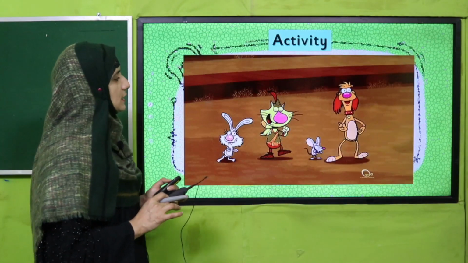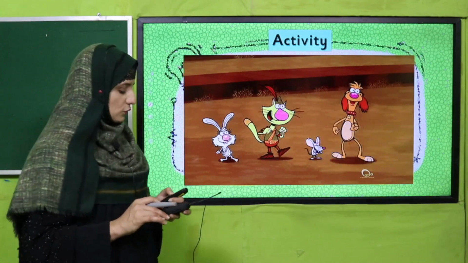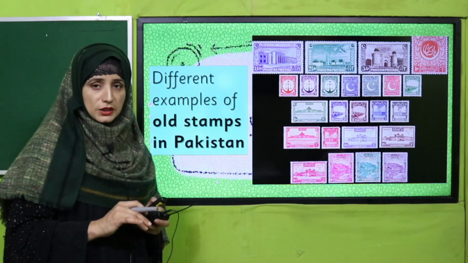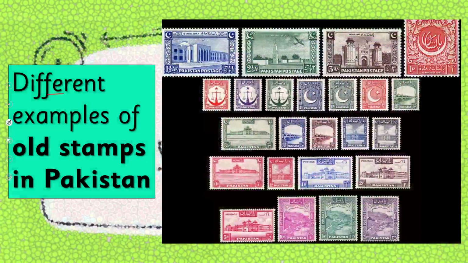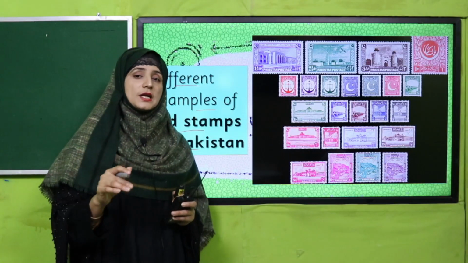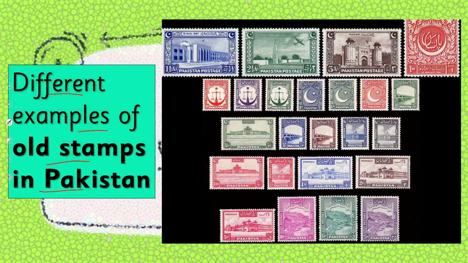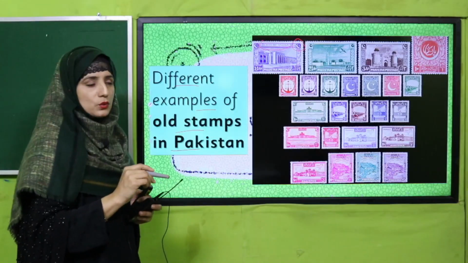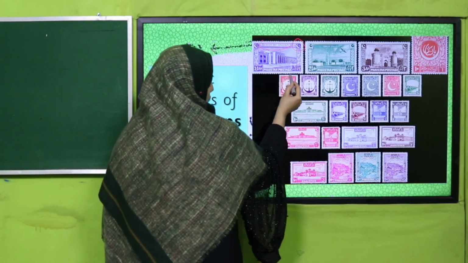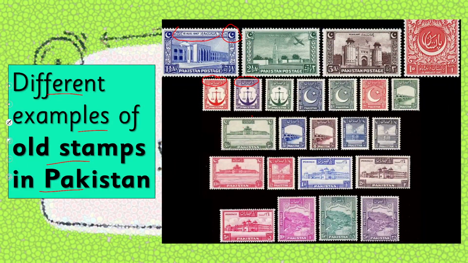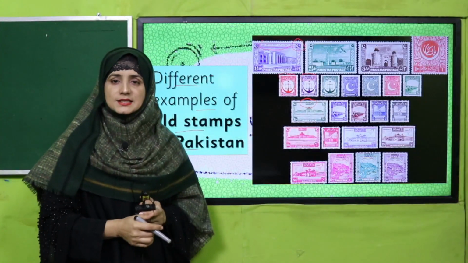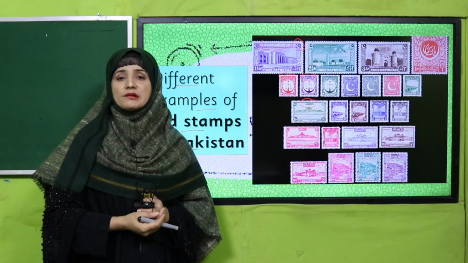And the next one is, now we are moving toward an activity, so be ready. Have you seen different stamps? Yes, different examples of old stamps in Pakistan. My dear students, these are the old stamps that we had used in the beginning. These are very old stamps. You can see there is a moon and a star. There is written Pakistan, you can find it there, here also. So these are the symbols of old Pakistani stamps that we usually used on our documents.